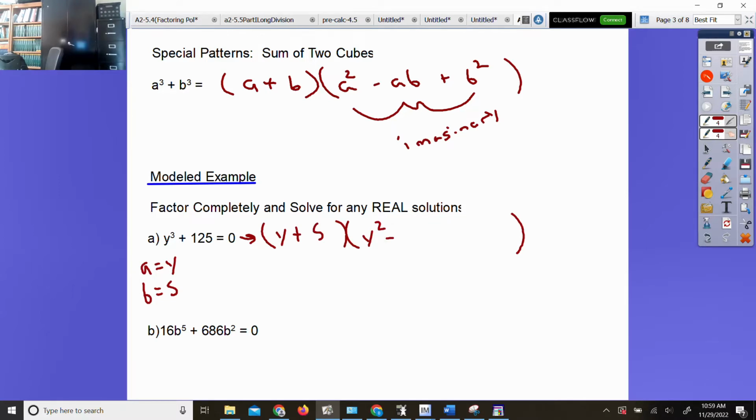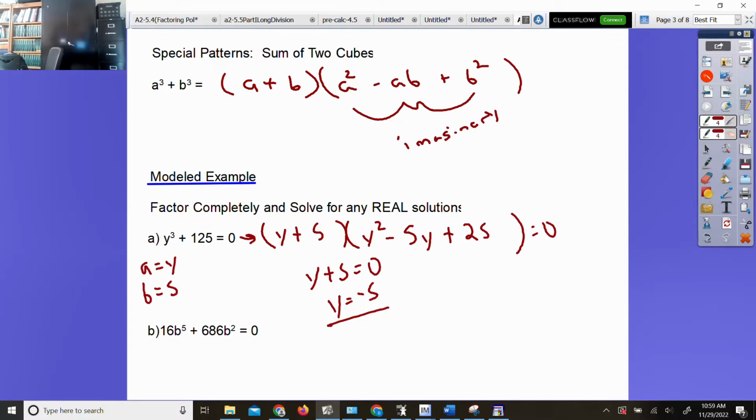All right. A times B. 5y. Plus B squared. 25. Quantity still equals 0. Now, since you're only finding the real solutions here, which factor do you care about? First or second? First. Y plus 5 is 0. What's your y value? -5. That is the real solution.